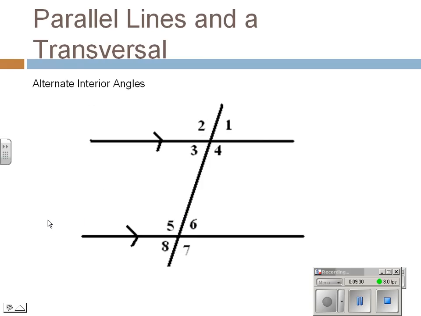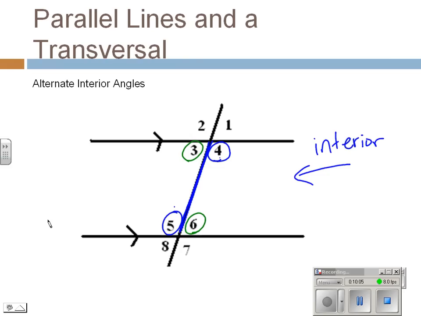And now let's look at alternate interior angles. So this is a little bit more specific. So here's the inside, the interior. And when we say alternate interior, we are saying that the angles are on the opposite side of the transversal. So here's the transversal. They're on the opposite side of the transversal. They're on the interior. They're on the inside. Those are called alternate interior angles. They alternate. And alternate interior angles are congruent. So angle 6 and angle 3 are congruent.